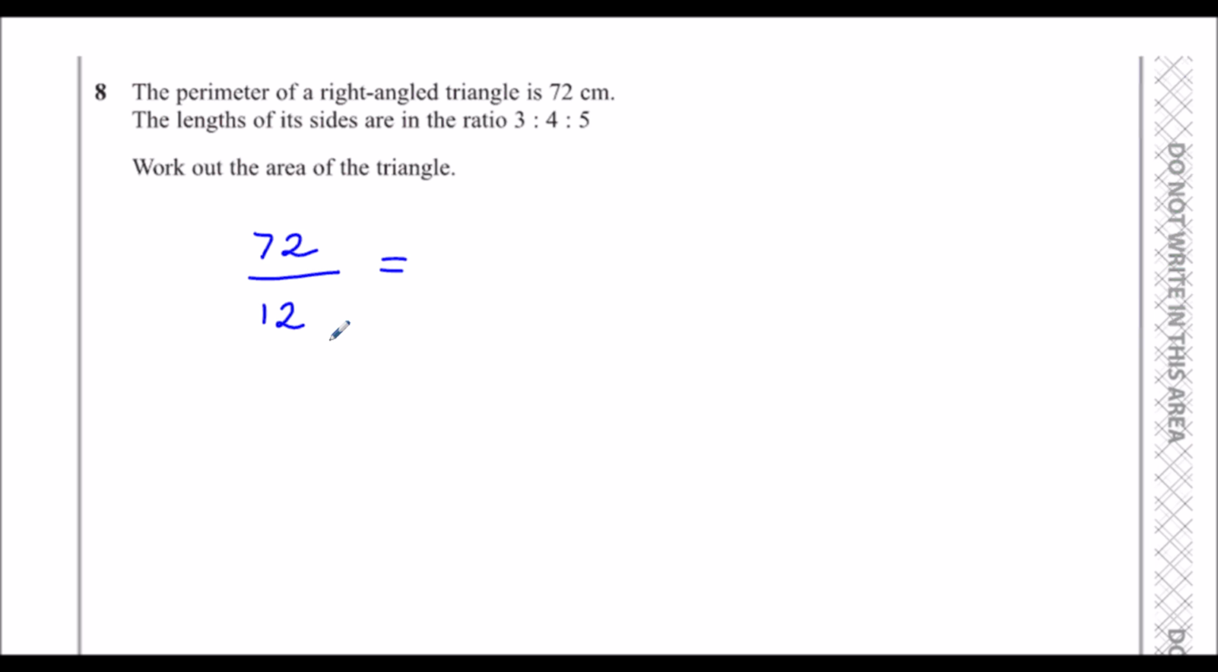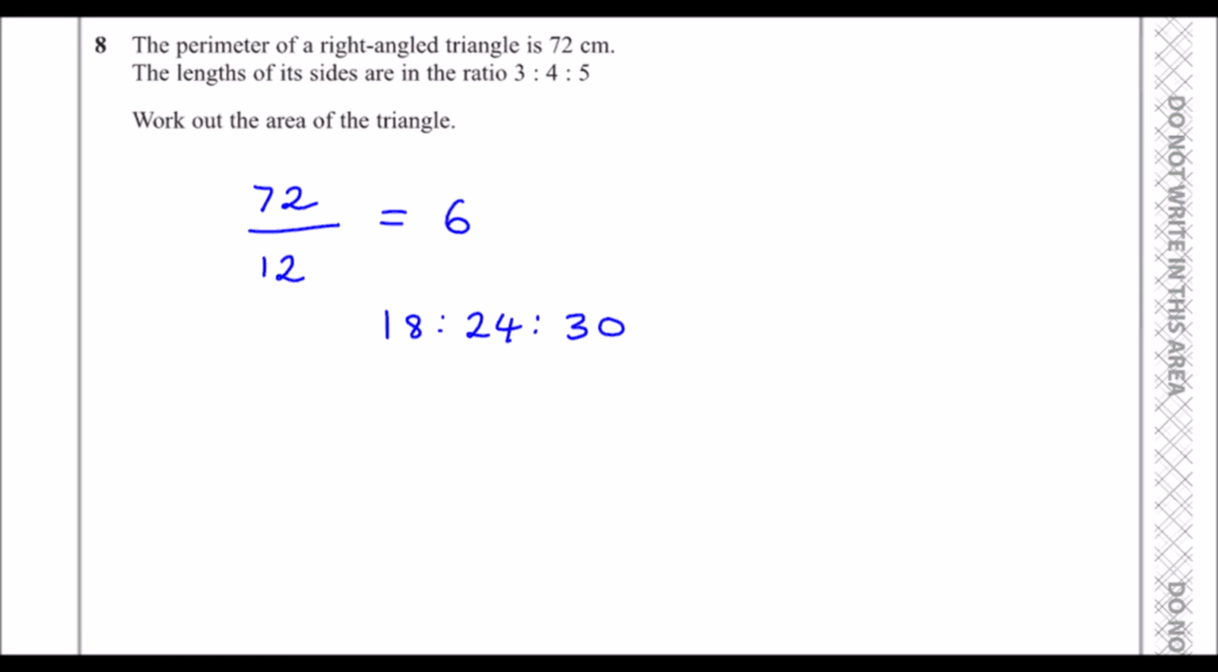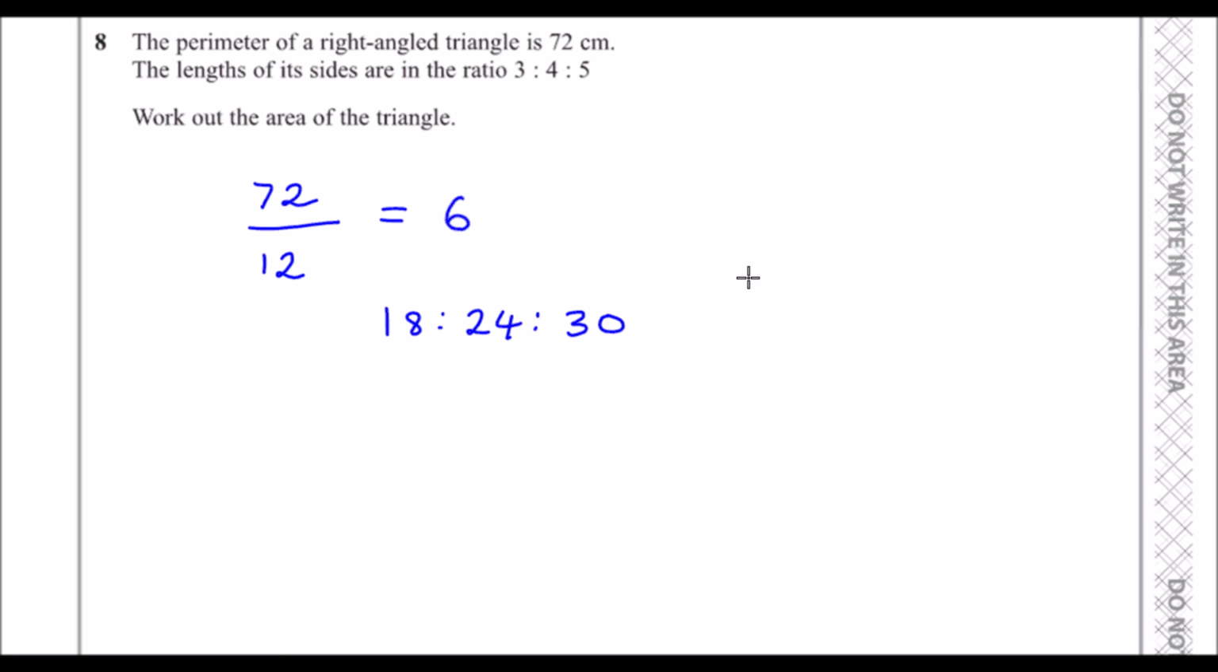72 divided by 12, that is 6. So we've got 3 times 6, which is 18, 4 times 6, which is 24, and 5 times 6, which is 30. So we've got a right-angled triangle with the biggest length, the hypotenuse, being 30, and we've got 24 and 18.